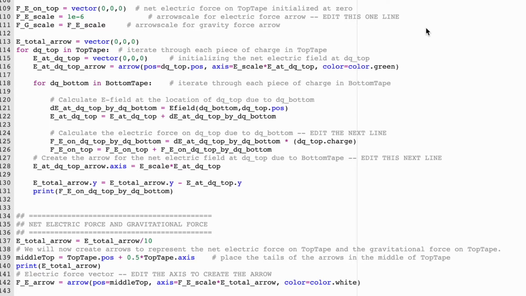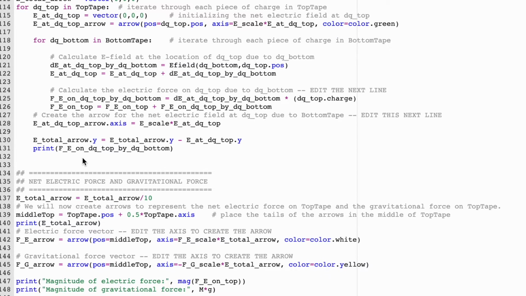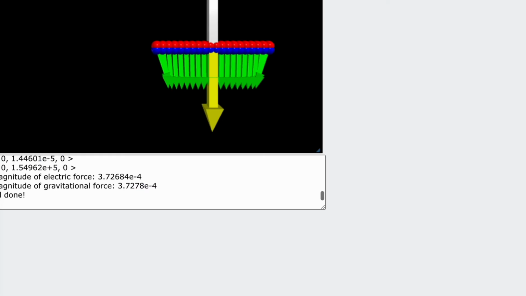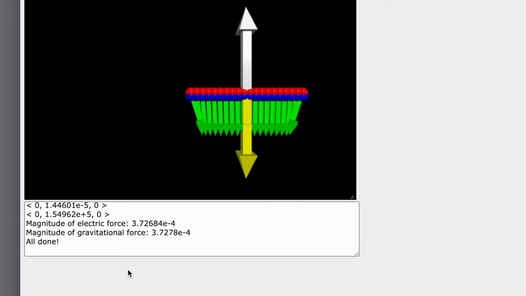Down here we calculate our total electric field by summing all of the electric forces from the bottom tape point charges on each individual point charge on the top piece of tape, and we sum those together to get this total electric field. And then we visualize the total electric force and the total force of gravity by drawing arrows. So when we run it, we see that we chose a correct value for the total Q, as our magnitude for the electric force and gravitational force are about equal.